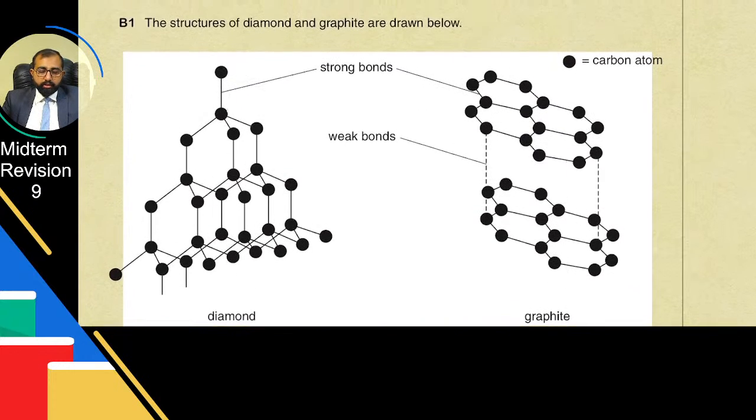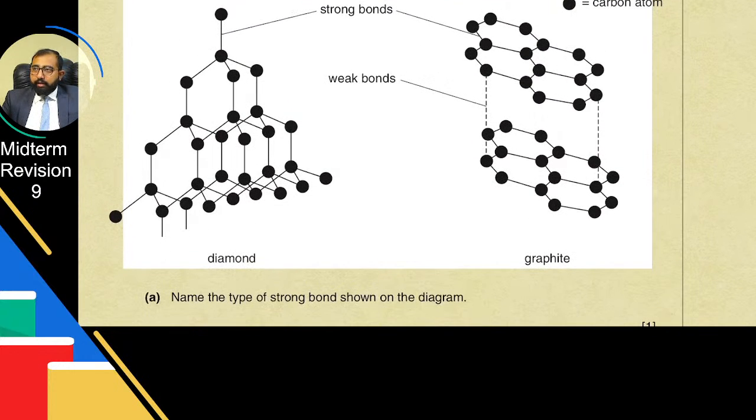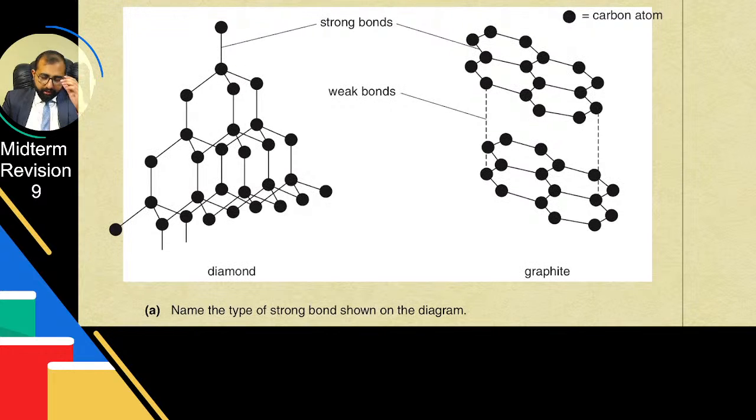Okay, so now we're done with those questions. Now we have this one. The structure of diamond and graphite are drawn below. Diamond is on the left side. You have a tetrahedral lattice. On the right side you have layers. Between the layers there is a weak force of attraction. In the lattice there is a very strong force of attraction. So diamond's melting point will be very high. Graphite's melting point will be relatively lower, but not that low. Technically both should be high, because they are both giant structures.